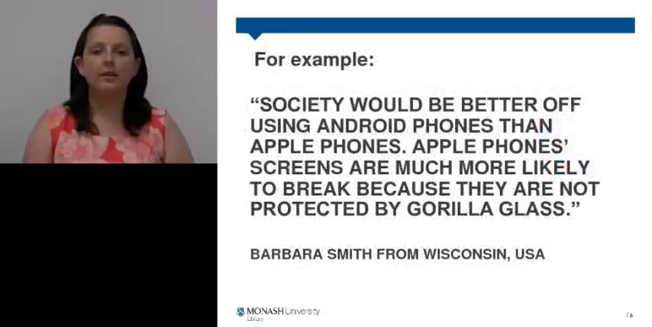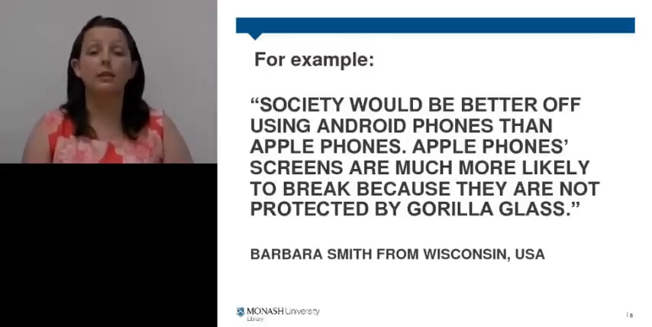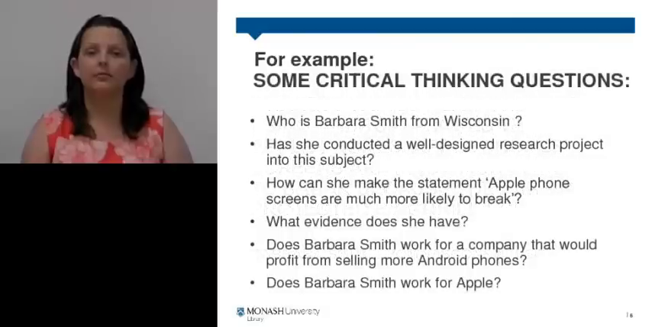I'm going to illustrate this for you using the following example. This is Barbara Smith from Wisconsin, and she says society would be better off using Android phones than Apple phones. Apple phone screens are much more likely to break because they are not protected by Gorilla Glass. Now, there are many critical thinking questions you can ask about this topic, and I've listed a few on this slide. Firstly, my question is, who is Barbara Smith from Wisconsin? Has she conducted some sort of well-designed research project on this subject? How can she make the statement that Apple phone screens are much more likely to break? What evidence does she have?